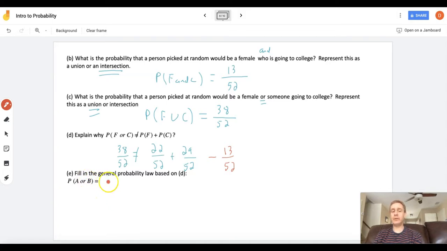So the general probability law for the probability of the union of two sets A or B is equal to the probability of A plus the probability of B minus the probability of the intersection of the sets A and B. And this is an important probability rule and law, whatever you want to call it, that you will see in probability and that you'll use throughout probably this year, and also if you go into statistics at some point in the future.